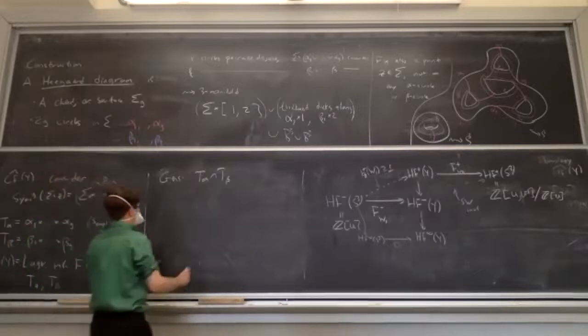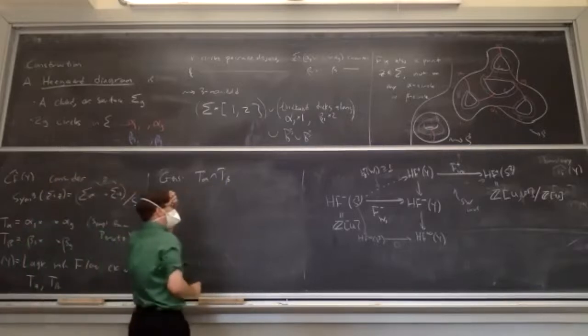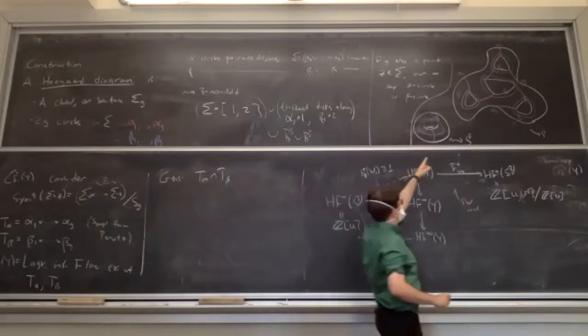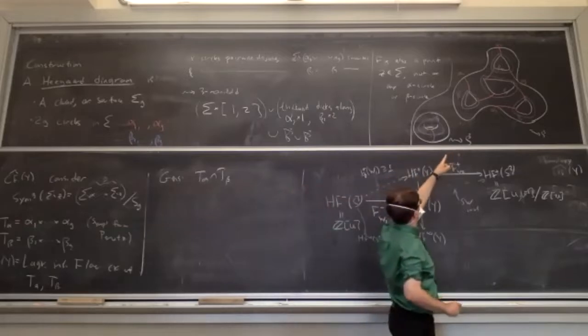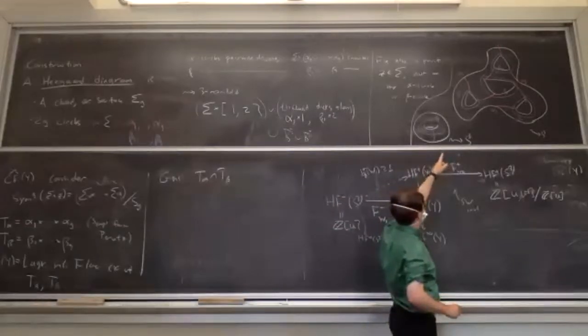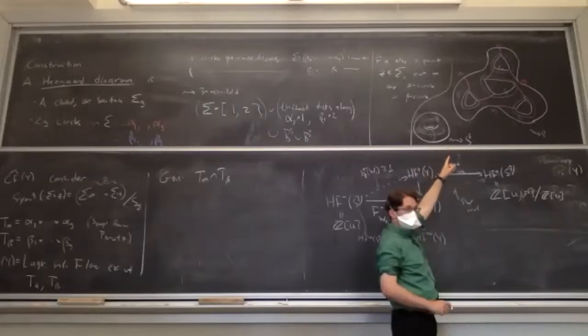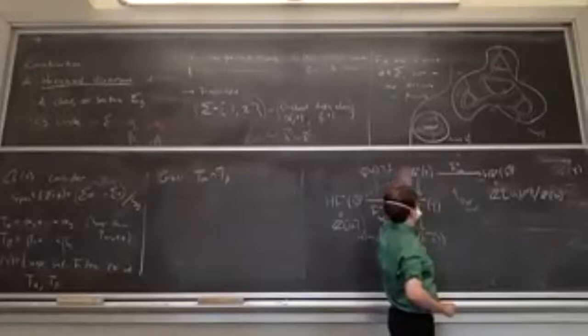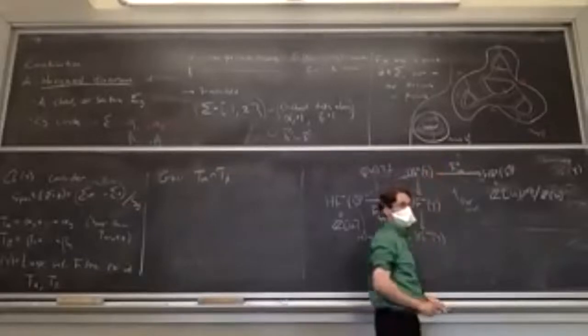So this means generators are the points in T alpha intersect T beta. For that one, there's one. For that one, if you count, a point in T alpha intersect T beta is a g-tuple of points, one on each alpha circle, one on each beta circle. I mean, the intersection points, so there's one in each circle. And I think you will find 3 in that diagram.